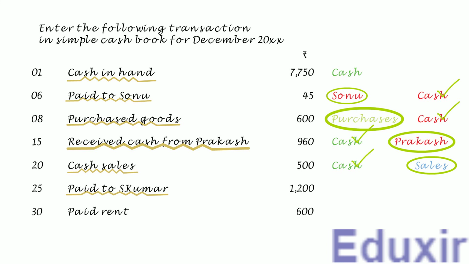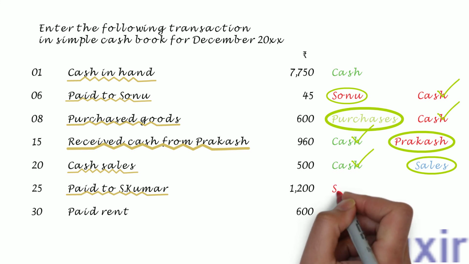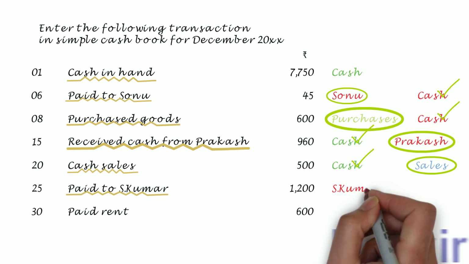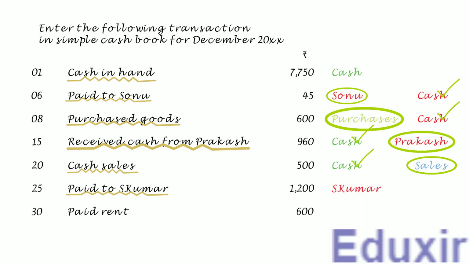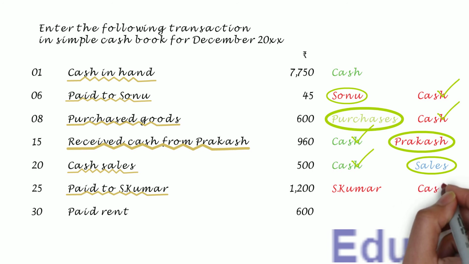So the liability of the business will be decreasing in this case. The rule to record any decrease in the liability is to debit the corresponding liabilities account. In this case, the creditor S. Kumar account should be debited. At the same time, as the payment to the creditor S. Kumar is done in cash, the cash asset of the business will be decreasing. The rule to record any decrease in the asset is to credit the corresponding assets account. In this case, the cash account should be credited.